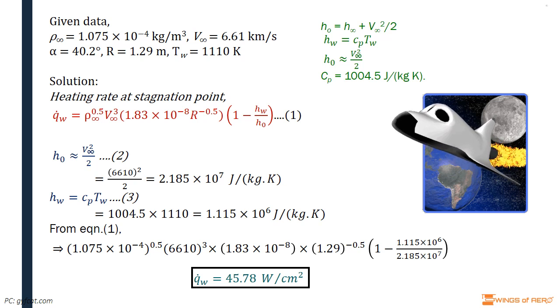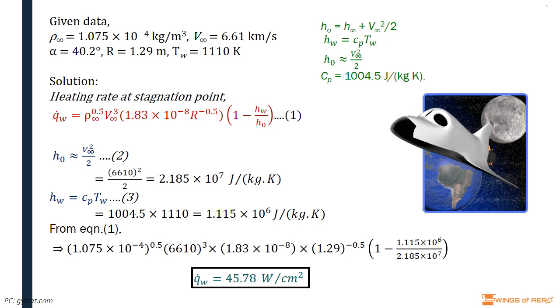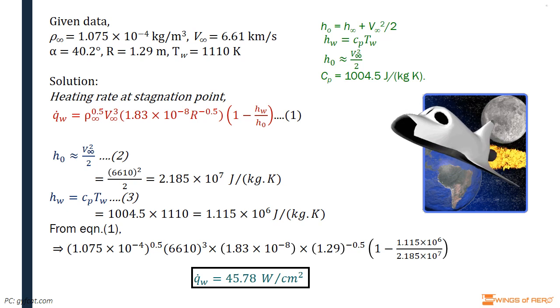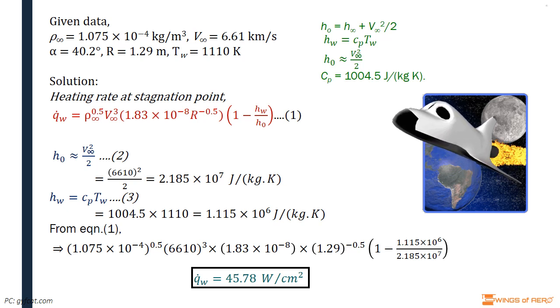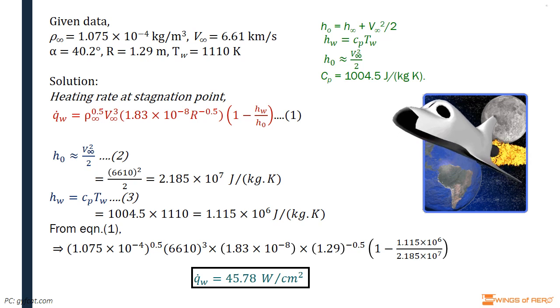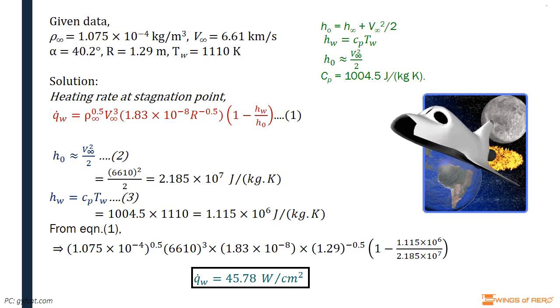The aerodynamic heating rate varies as the cube of velocity. We can write the heating rate at the stagnation point Q dot_W is equal to rho infinity^0.5 × V infinity³ × 1.83 × 10^-8 × r^-0.5 × (1 - h_W/h_0), where rho infinity is the density of the fluid, which is known, and V infinity is the velocity of the given vehicle, which is also given in the question, and r is the nose radius at the stagnation point. h_W is the enthalpy of the gas at the wall. h_0 is the total enthalpy of the free stream.